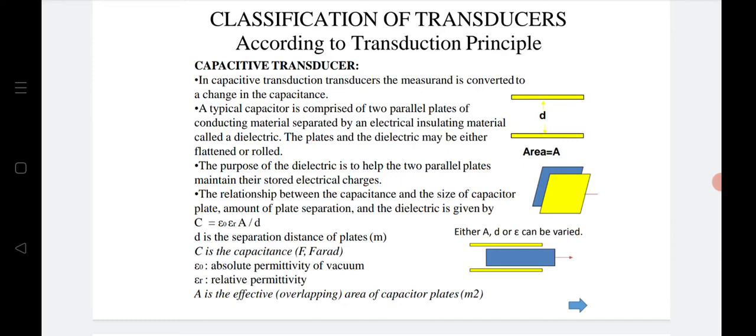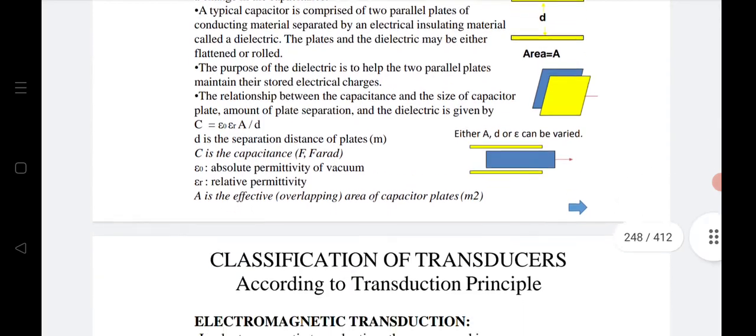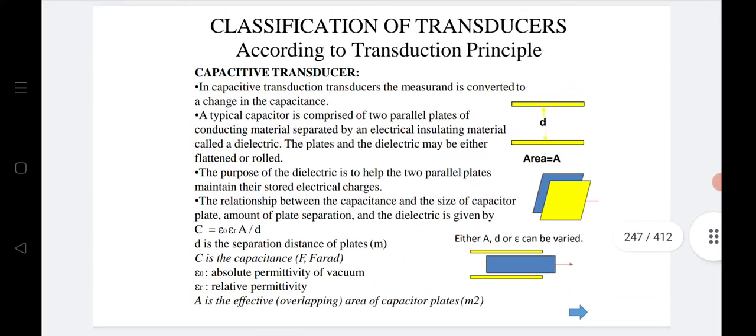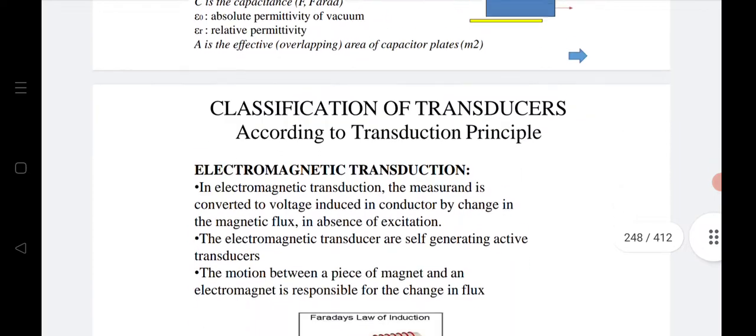And what is A? A is the effective overlapping area of the capacitor plates, measured in square meters. So the relation between the capacitance and the size of the capacitor is C = ε0 εr A / D. This is our capacitive transducer.